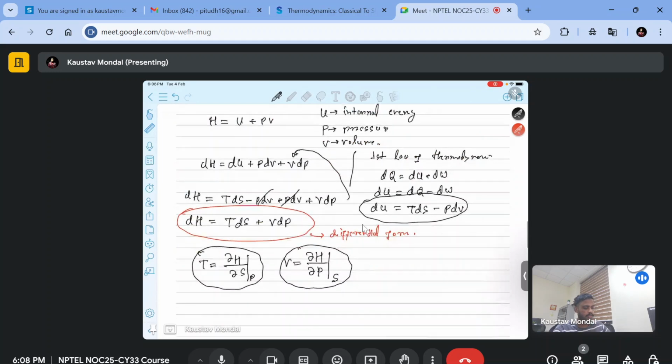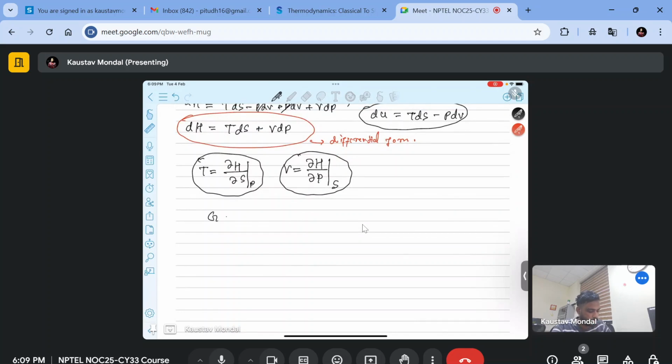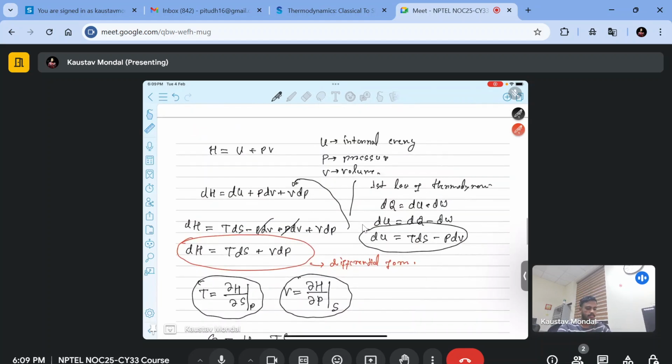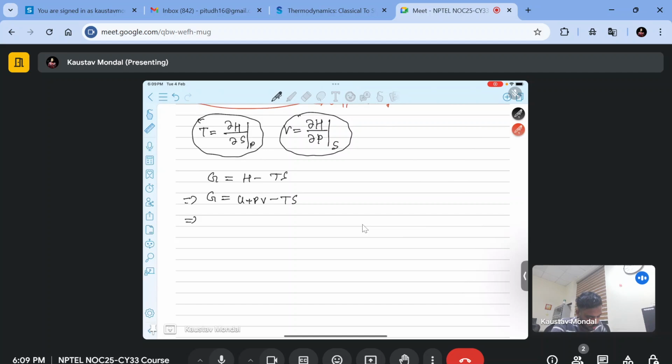Now in a similar way we can write the Gibbs free energy as H minus TS. H you already know is U plus PV, so the total expression of G will be U plus PV minus TS. Just like we did for enthalpy, we write it in differential form: dG equal to dU plus PdV plus VdP minus TdS minus SdT.